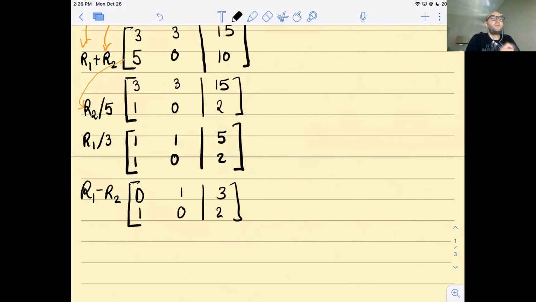Thumbs up if you followed all the steps that we did, and it kind of makes sense. We're just kind of doing regular elimination, but we're not writing down the x's and y's, and we're just keeping track of what we're doing to each equation, and every time we combine rows, we replace one of the rows that we worked with.